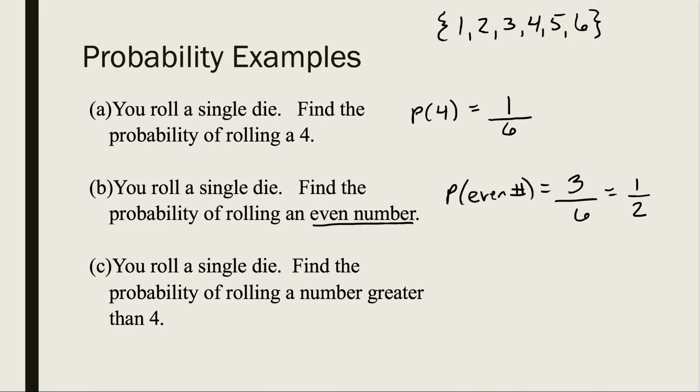And our next one says we roll that single die. We want to find the probability of rolling a number greater than 4.